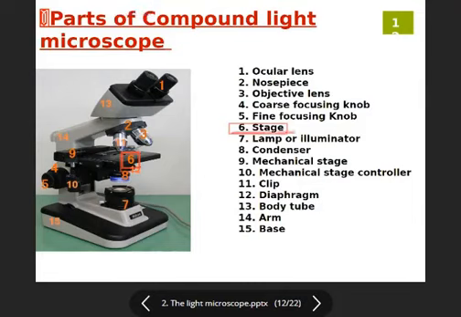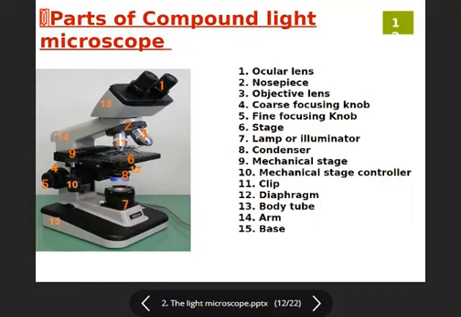Number 7 is the lamp. Lamp, that is, the light source. Where is the lamp? This is the lamp. Can you find the lamp? What is the function of the lamp? Light. When you use the microscope, you need a light, okay, to make the slide bright. So this light will come from down, from this lamp.